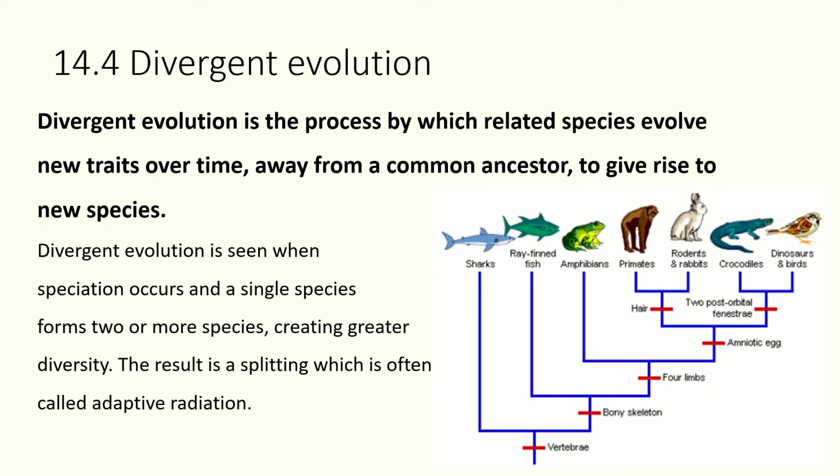So we can see an example of divergent evolution here of vertebrates. Starting from a common vertebrate ancestor, we have a divergence that led to sharks, and then it led to a bony skeleton. That bony skeleton ancestor then diverged to form ray-finned fish, and then organisms with four limbs. Four-limbed ancestors diverged to form amphibians, and then organisms with amniotic eggs, and so on and so forth. Constant divergent evolution leading to greater diversity and adaptive radiation.